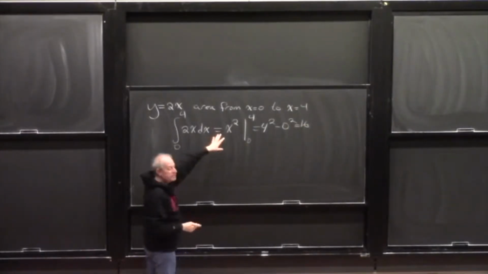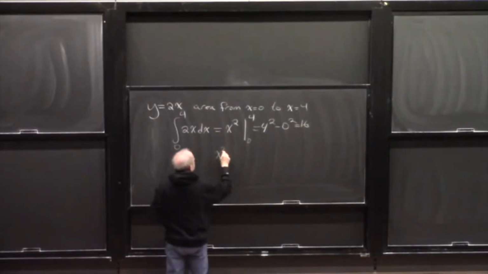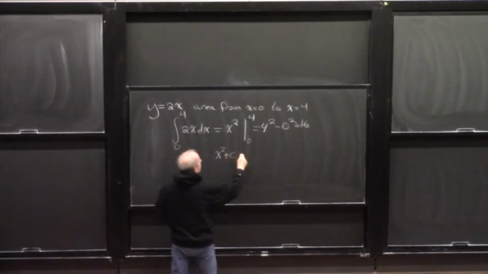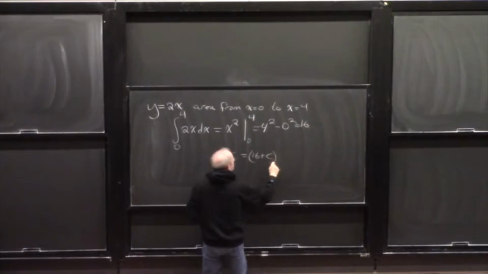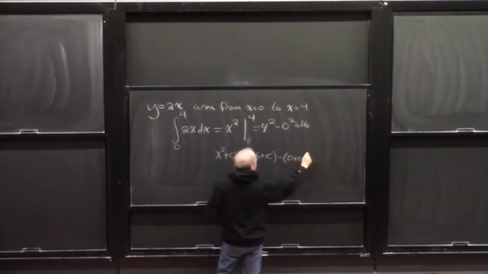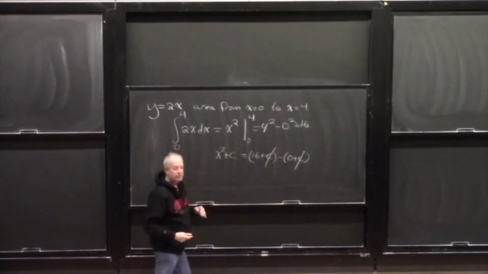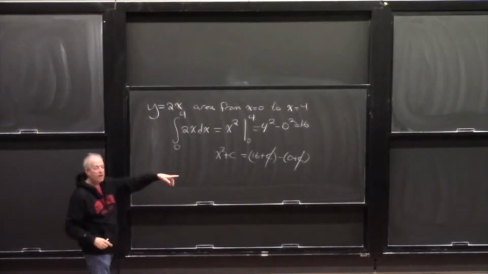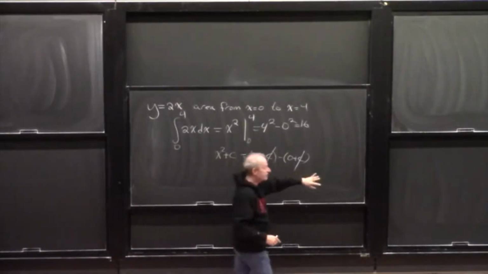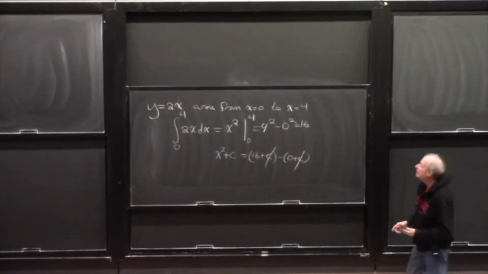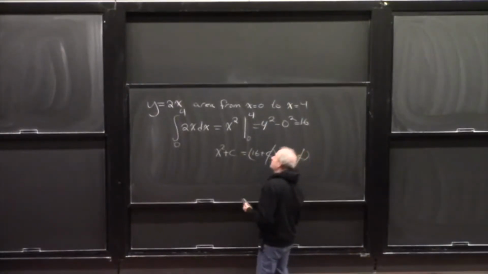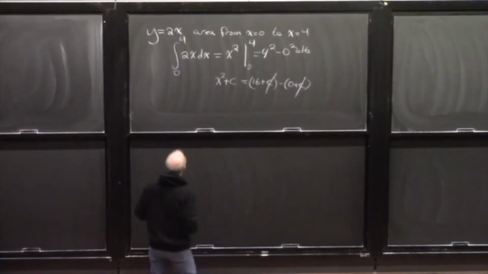Because if we had done x squared plus c, and we plugged in 4, we'd get 16 plus c. And if we plugged in 0, we'd get 0 plus c. And the c's would cancel anyway. So the c part no longer matters when you're doing a definite integral. Okay? And it says then that the area under the curve y equals 2x from 0 to 4 is 16.